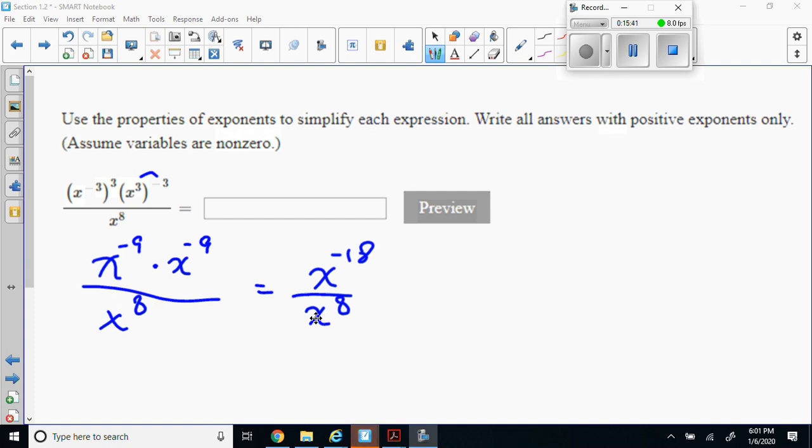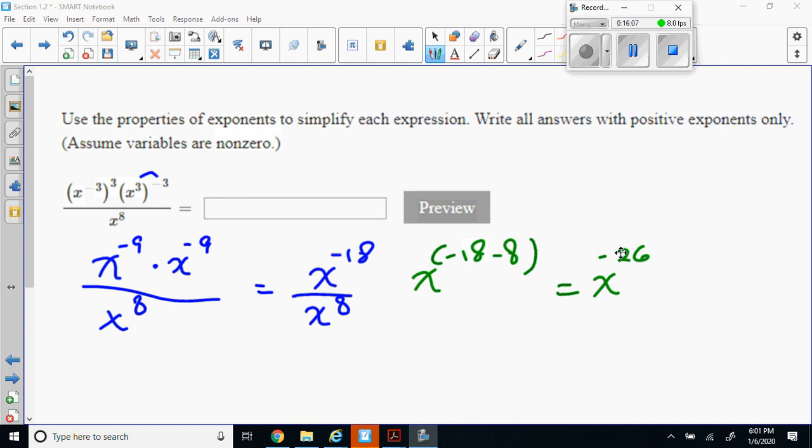I'm good up top. Yeah, I've got a negative power there. I don't care. Let's take care of it by the quotient rule. Let's go in between. So this is x to the negative 18 minus 8, which gives me, folks, x to the what? Negative 26, right?